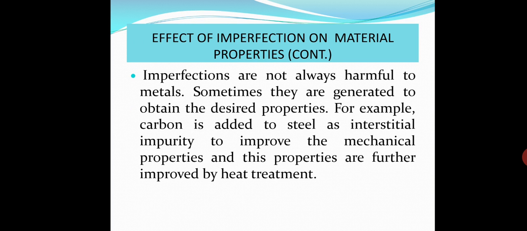Imperfections are not always harmful to metals. Sometimes they are generated to obtain the desired properties. For example, carbon is added to steel as an interstitial impurity to improve the mechanical properties, and these properties are further improved by heat treatment. So imperfections are required to give desired properties and homogeneous structure in metals and their alloys.